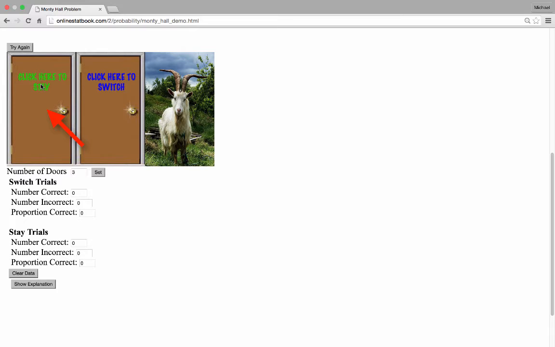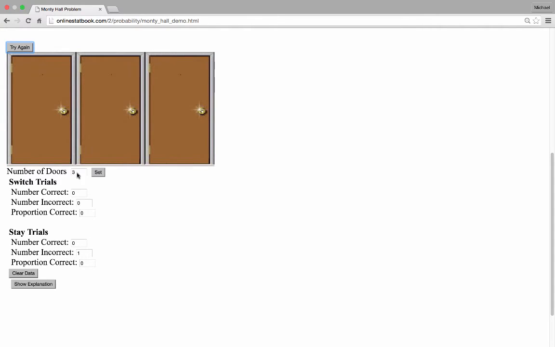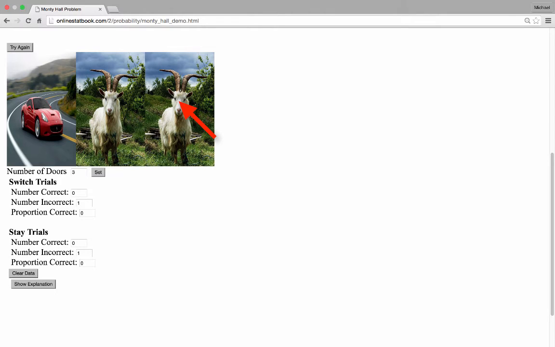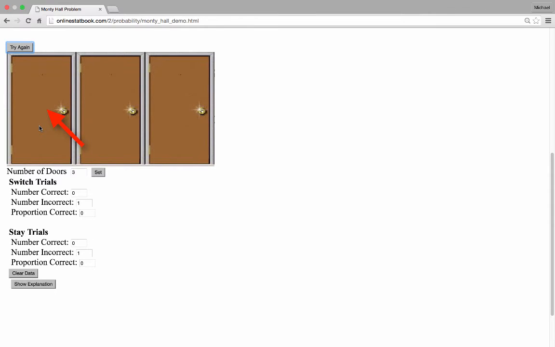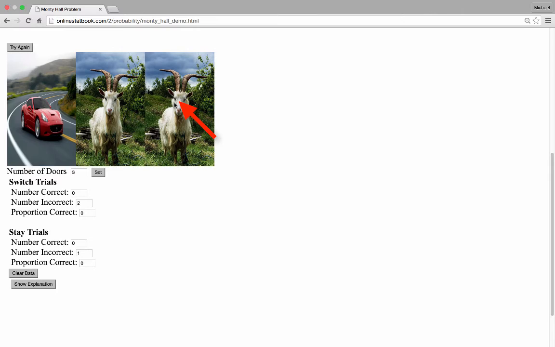What happens if I stay? Oh, I ended up with the goat. Let's try again. I'll pick door number one again. Now I'm going to try switching. Oh, I got the goat. All right, I'm going to try again. I picked door number one, and I'm going to switch, and I got a goat. Oh, I keep getting the goat.